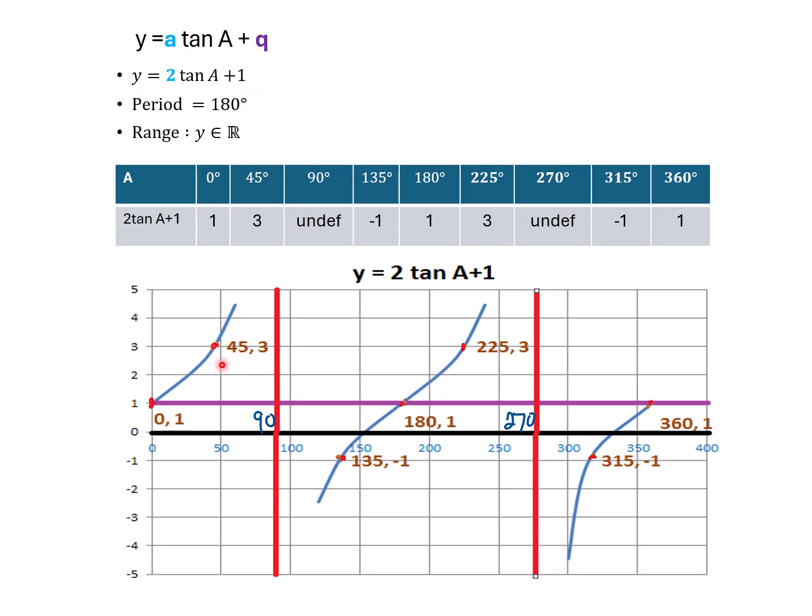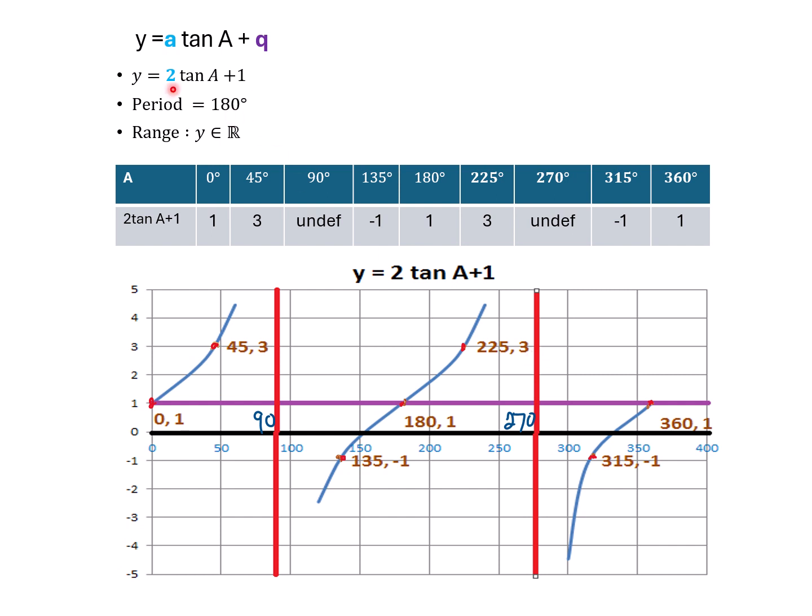Then tan 45, which is always 1. But now the 2, 1 times 2 makes it 2. But the plus 1 takes it to 3. So therefore 45 and 3. There you can see my new point. At 225, that will also be 1. 1 times 2 gives me 2, plus 1 gives me 3. So that becomes 225 and 3.